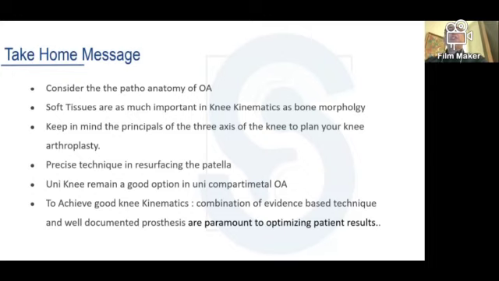Finally, to achieve a good knee kinematics, a combination of evidence-based techniques and well-documented prostheses are paramount to optimizing the patient's results and to meet your patient's expectation to bring the knee back almost to normal. Thank you very much.